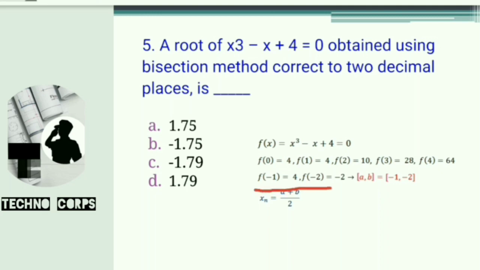I'm going for the negative range. So let's have a look: f of minus 1 is 4, f of minus 2 is minus 2. Here we are getting the opposite nature, that is 4 and minus 2. That means this is my required interval.